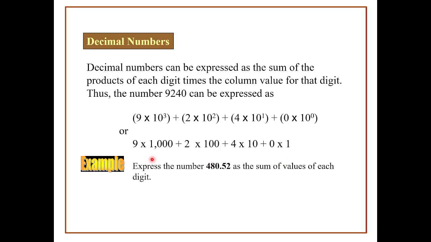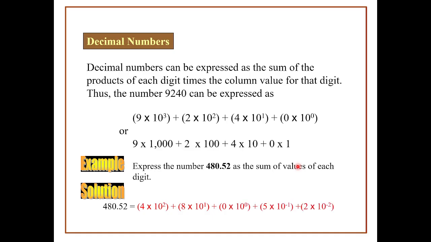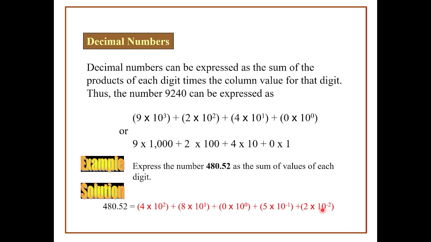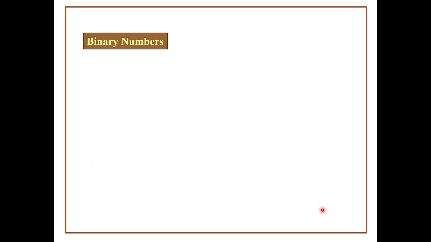Okay, so now let's see one example. Express the number 480.52 as a sum of values of each digit. So 480.52 equals: this one is 10 to the power 0, 10 to the power 1, 10 to the power 2. So 4 times 10 to the power 2, plus 8 times 10 to the power 1, plus 0 times 10 to the power 0, then plus 5 times 10 to the power negative 1, plus 2 times 10 to the power negative 2. So you will get this kind of arrangement. Okay, this is the form you have to write.